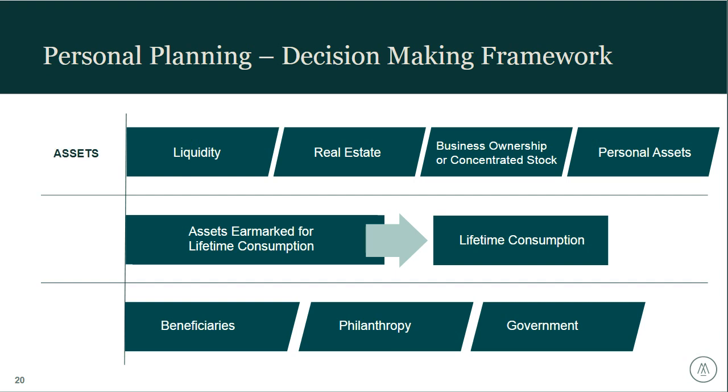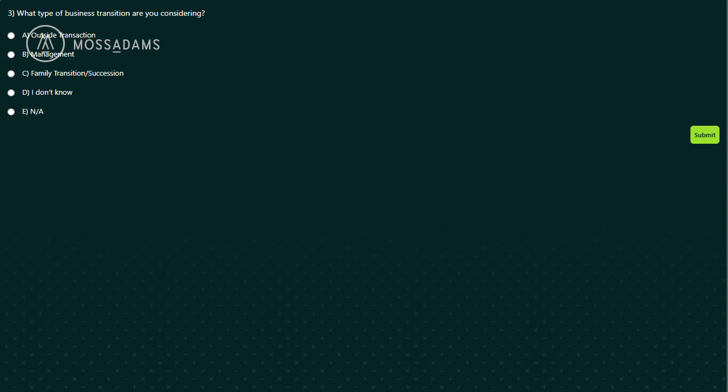We'll get into that shortly, but I wanted to quickly pivot to our third polling question. So, Amy, I'll turn it over to you. All right, thank you. Our third polling question is, what type of business transition are you considering? A, outside transaction, B, management, C, family transition succession, D, I don't know, or E, not applicable.